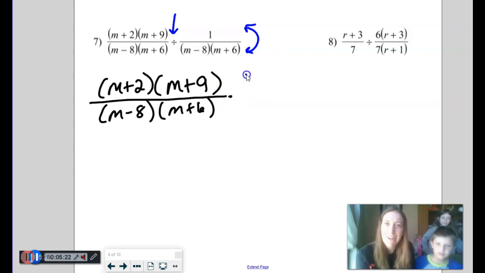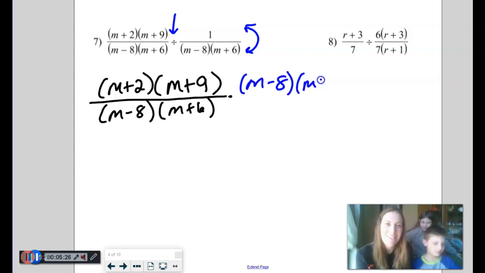It's very random. All right, so we have m minus 8 times m plus 6 is now in the numerator.